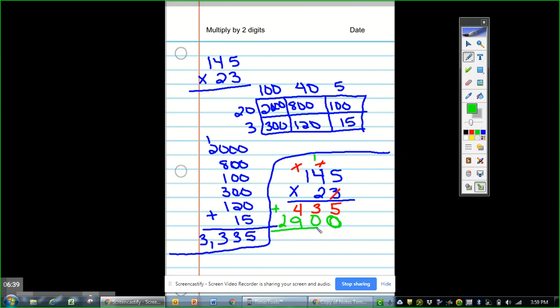Go ahead and add. 5. I'm going to switch colors again. 5 plus 0, 5. 3 plus 0, 3. 9 plus 4, 10, 11, 12, 13. Carry my 1. 2 plus 1 is 3. Again, exact same answer, just a totally different way to do that.